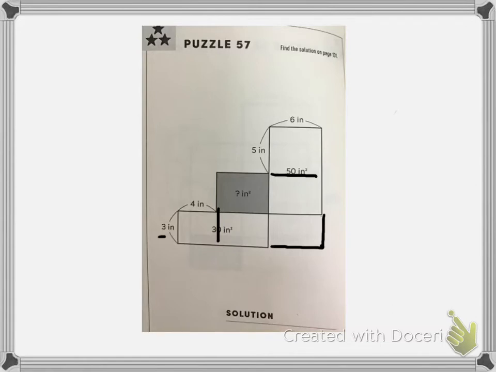So I know the width here is 3, the length is 4. That gives me an area of 12 for the bottom left rectangle. The total area of that bottom rectangle before I split it was 30. So 30 minus 12 would be 18. So this rectangle has an area of 18.